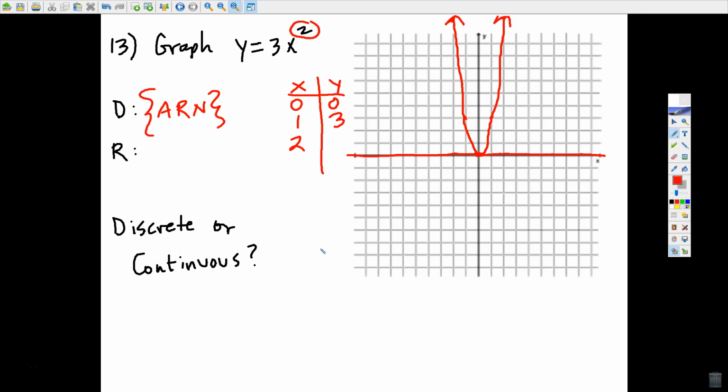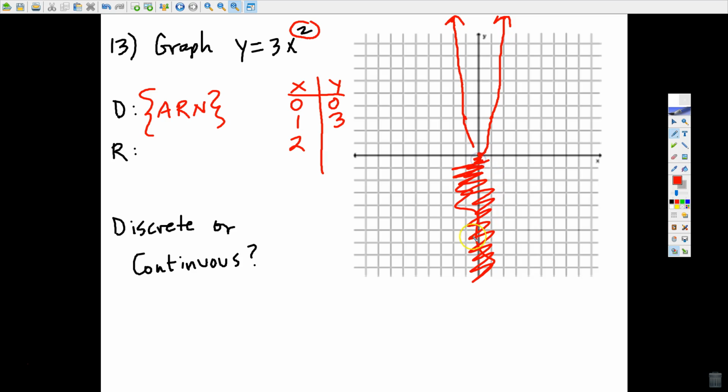But that's not true for the range. The range means what numbers from the y-axis are utilized or used as y coordinates on this graph? Well, nothing down here is. None of these are involved in this graph. None of these can be part of the range.